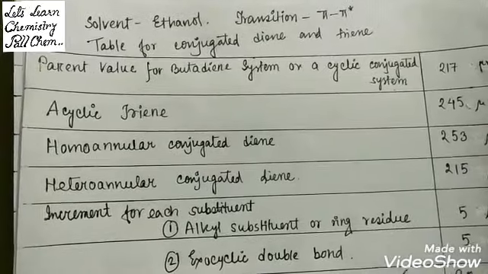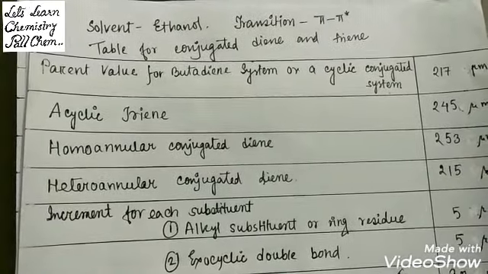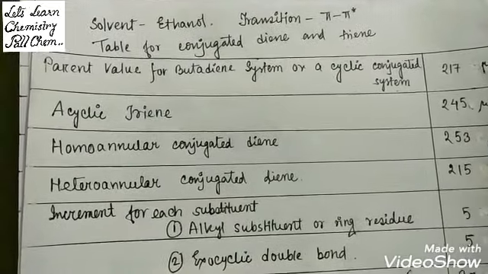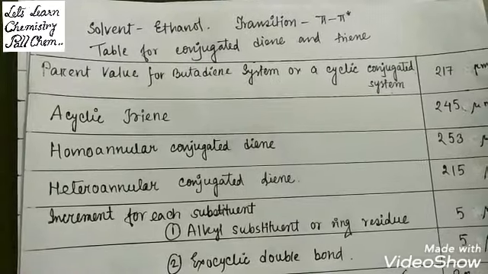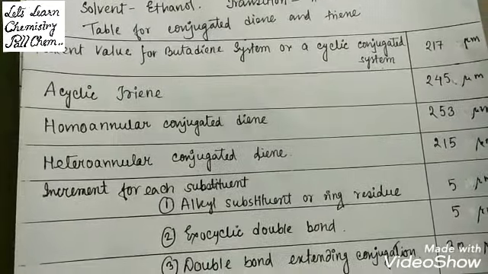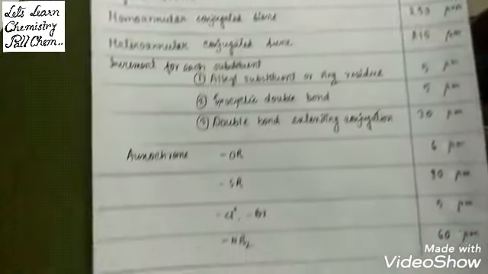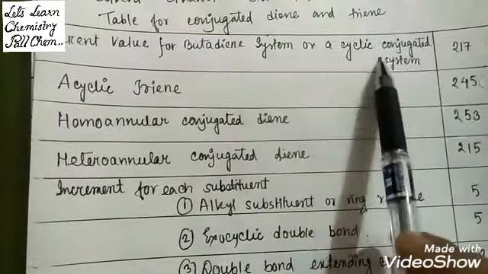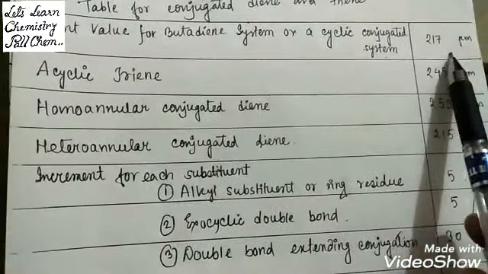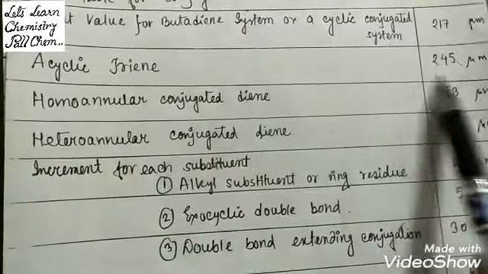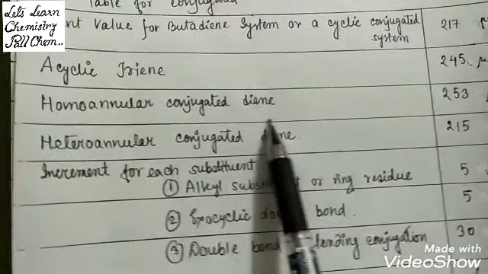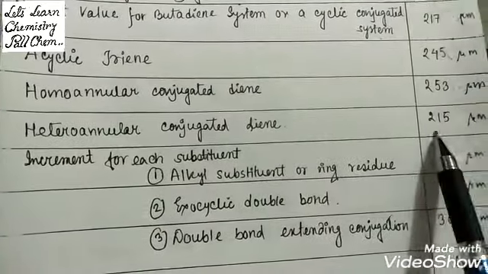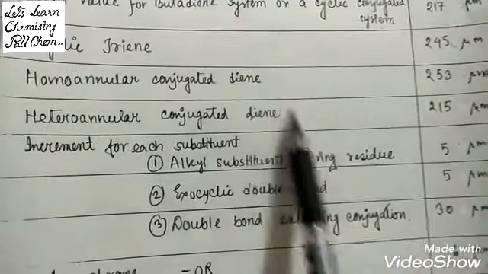So now for conjugated diene and triene systems, for the pi to pi star transition, if the solvent is ethanol, a polar solvent, then Woodward and Fisher postulated some values. So you have to remember this table. The parent value for a butadiene system or an acyclic conjugated system is 217 nanometer. If it is an acyclic triene, then 245 nanometer. Homoannular conjugated diene, then 253 nanometer. Heteroannular conjugated diene, then 215 nanometer. So these are basic values.